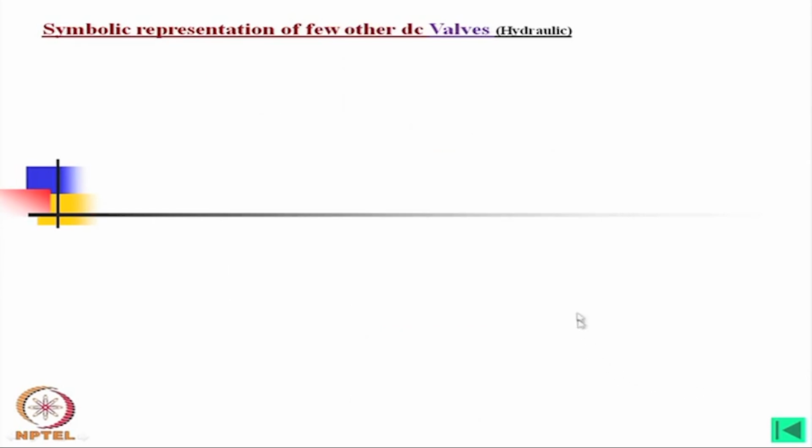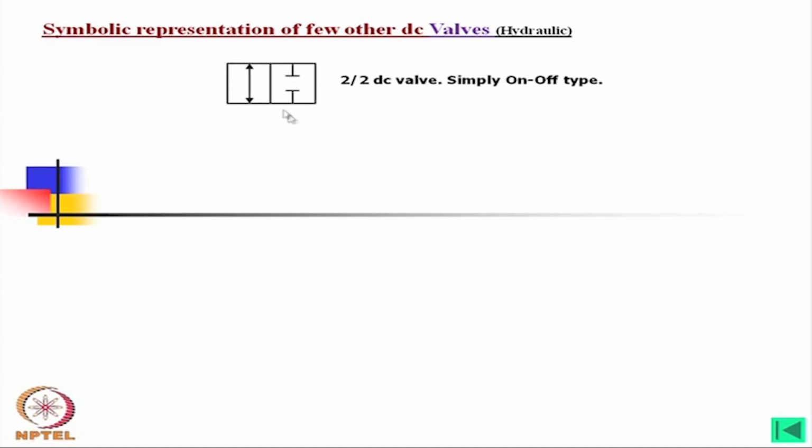Now, symbolic representation of a few other direction control valves. Now, with these two icons, what does it mean? Definitely this is a 2 by 2 DC valve, 2 ports and 2 positions. So, these are used as on off type, there is no neutral position, either you put it here, path is closed, or you put it there. So, this is simply on off type.